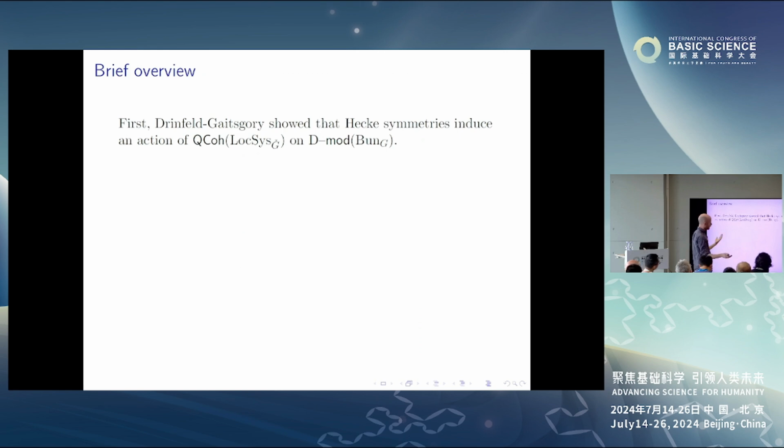So that gives you a sort of binary operation, and the structure sheaf is the unit. It makes sense to talk about a monoidal category acting on some other category. What Drinfeld and Gaitsgory showed is that using geometric Satake and many other ideas, which is encoded in these Hecke symmetries, this idea of moving from one bundle to another bundle by local modifications at points, actually induces an action of QCoh of LocSys G-check on the category of D-modules.